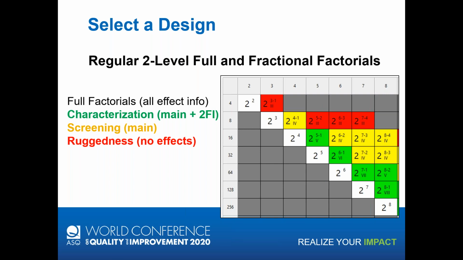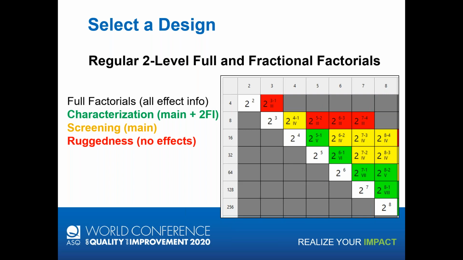Screening would probably be one of the yellow designs, the resolution 4 type of designs. A good screening design should separate the main effects from the two-factor interactions, so that you can get unbiased estimates of your main effects. Because we have shown that if there are interactions in your system, they will bias the main effect results and can even mask them.